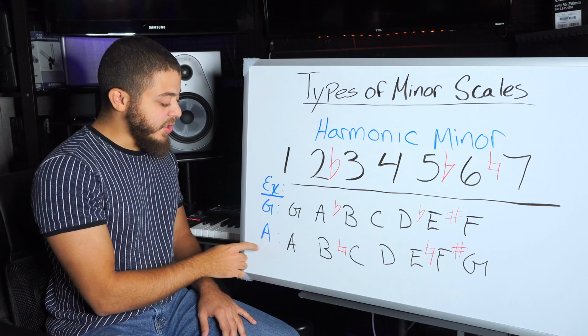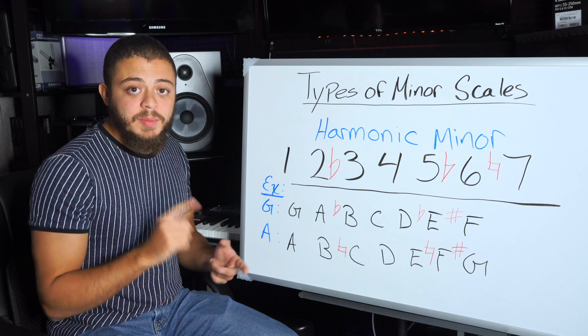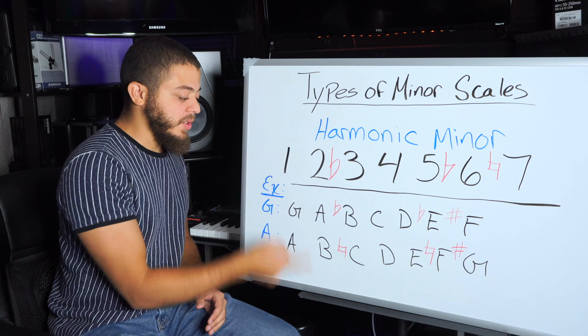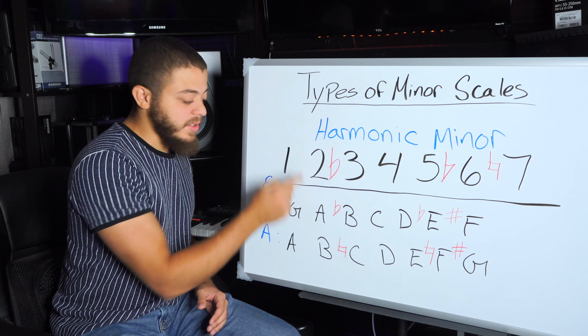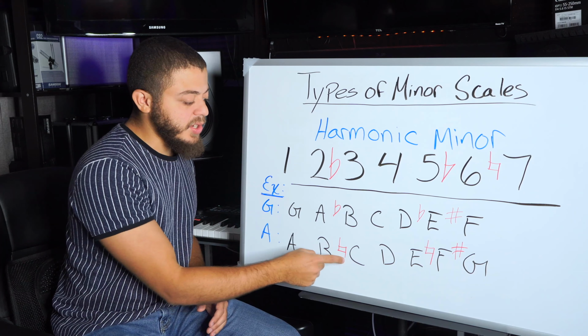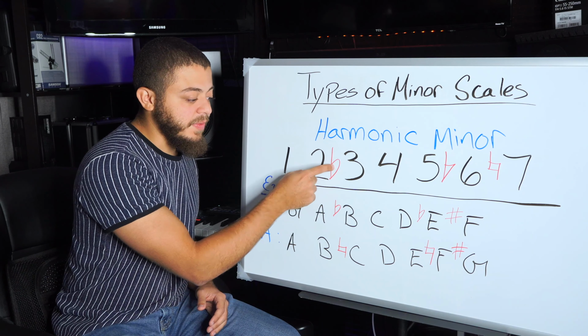Going to A major, it has 3 sharps: F sharp, C sharp, and G sharp. So we're going to start off with A, which is the first scale degree, B, which is the second scale degree, and now we're going to go to C. Since C is sharp in the key of A major, it is going to become natural now because of the flat.